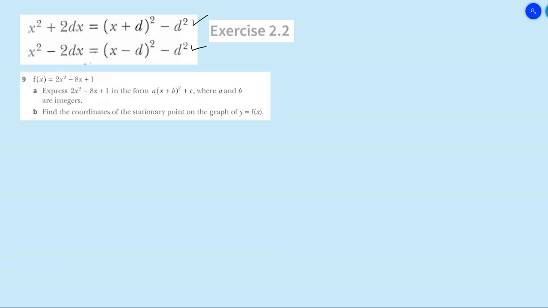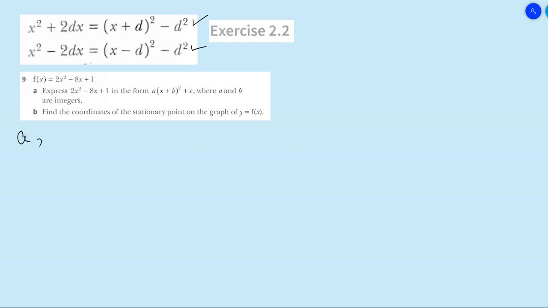This is question number 9. f(x) = 2x² - 8x + 1. Express 2x² - 8x + 1 in the form a(x + b)² + c, where a and b are integers. So this is part A, not new for you.